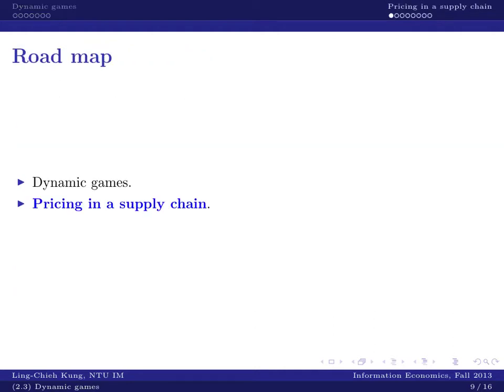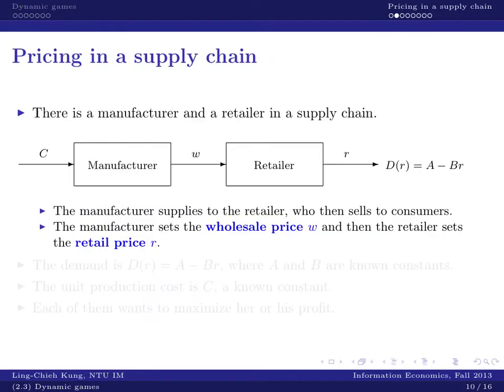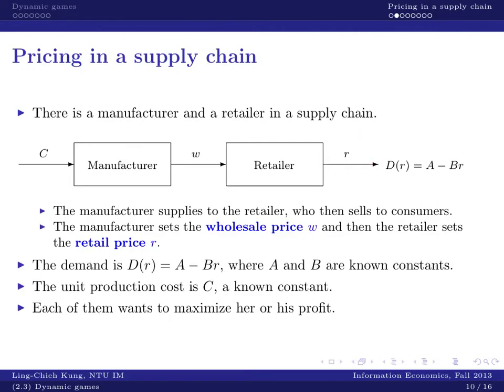Okay, so now let's apply backward induction to solve a particular application, pricing in a supply chain. Suppose there is a manufacturer and a retailer in a supply chain. The manufacturer is upstream, the retailer is downstream. What's the game here? The manufacturer sells the product to the retailer and the retailer sells the product to the consumers, and their decisions are the wholesale price, which we call W, and the retail price R. The manufacturer sets the wholesale price and the retailer sets the retail price. As a consumer, I only care about the retail price.